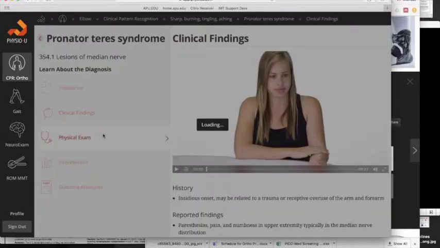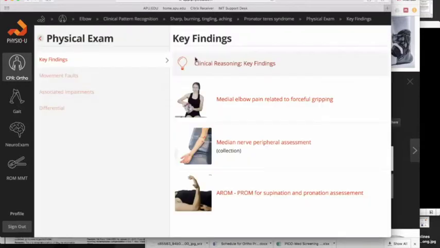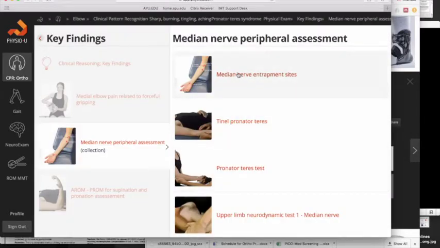The patient typically, if you see in the physical exam, under the key findings, you'll see that there's a history of forceful gripping. Many of them do some type of manual work, repetitive manual work. So the patient may be complaining of medial elbow pain, forearm pain. It will be important to do a median nerve peripheral assessment. So you can watch a video of all the common entrapment sites, ligament of Struthers, Pronator Teres, bicipital aponeurosis, and the carpal tunnel.